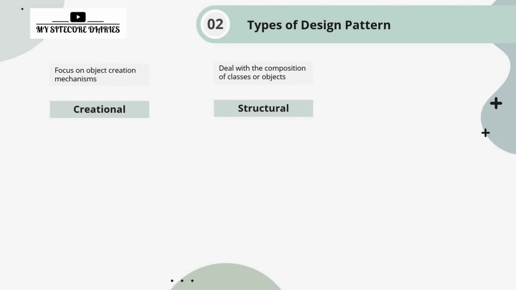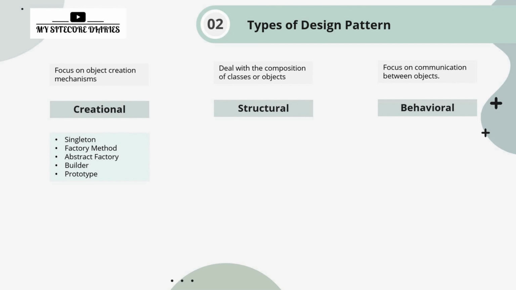Second is structural, which deals with the composition of classes or objects. So structural design patterns are more concentrated on how you are composing your classes and objects, whereas the third one is the behavioral. It focuses on the communication between the objects, how the objects behave with each other. On that type you have behavioral design patterns.